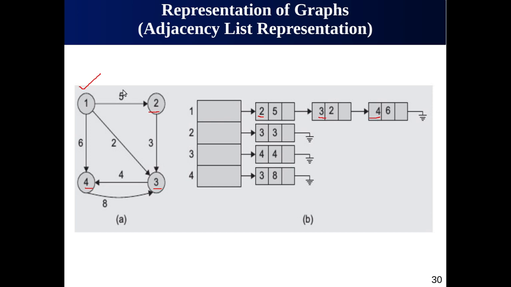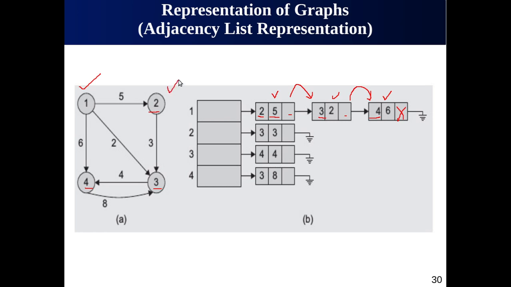As we have a number associated with each of these lines, each of these connections, the second part will show this number. The cost from 1 to 2 is 5. The cost from 1 to 3 is 2. And the cost from 1 to 4 is 6. And here we will contain the address of the next node. As this is the last node, we do not have an address of the next field. This was for node number 1.